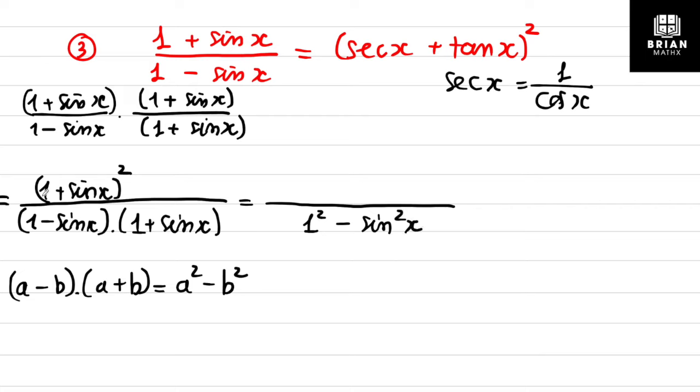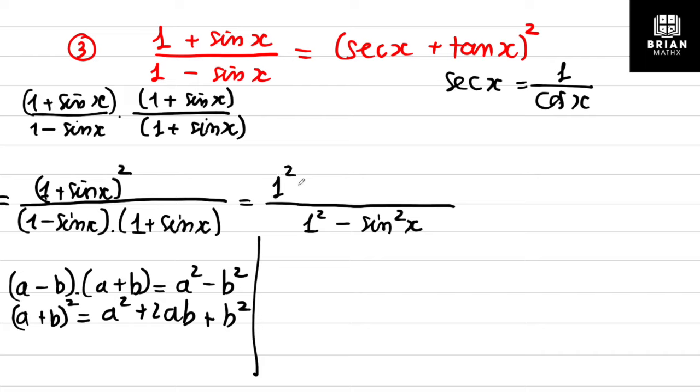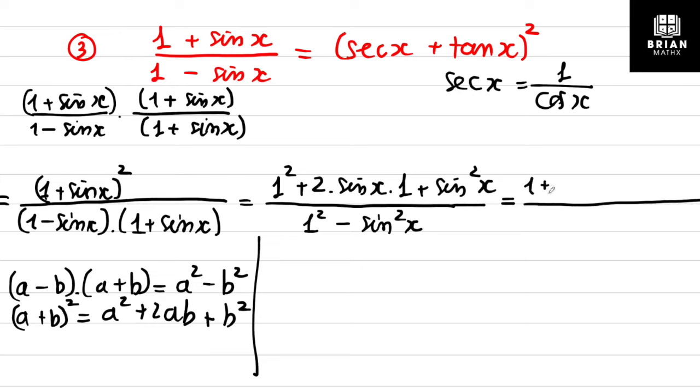So how about the numerator? This one is also an algebraic identity: a plus b square equals a square plus 2ab plus b square. So I will apply it to this one: 1 square plus 2 multiplied by sine x multiplied by 1 plus sine square x. Something like this. Okay, now one more time. What I've got here is 1 plus 2 sine x plus sine square x.